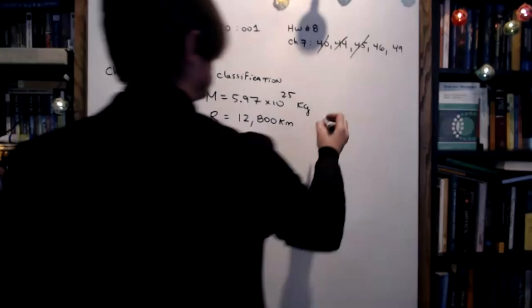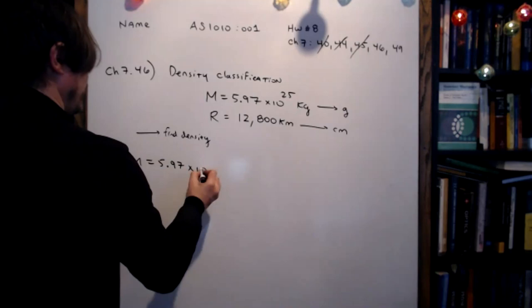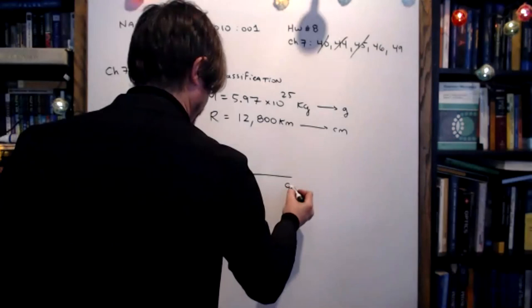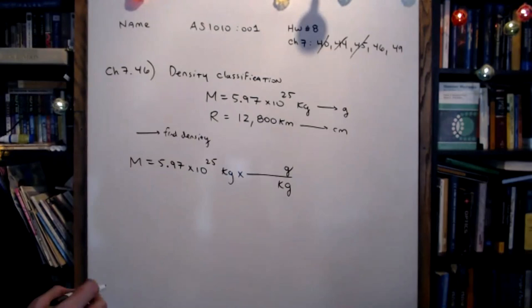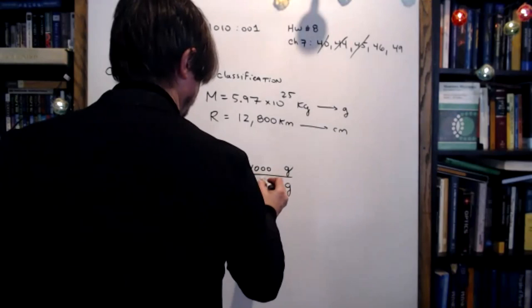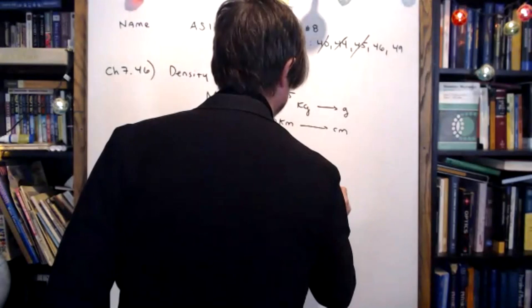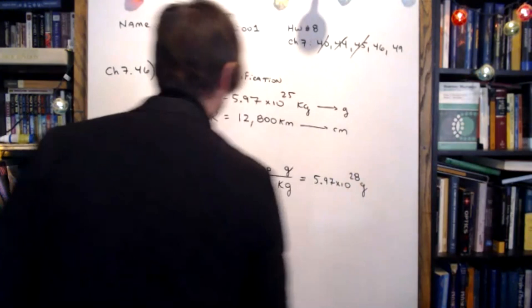Okay, so let's do that real quick. The mass, 5.97, just like we did in class today, times 10 to the 25th kilograms. What's our conversion factor to grams? Grams. Oops, sorry. So what's our mass then? 5.97 times 10 to the 28. And now we'll do the radius.